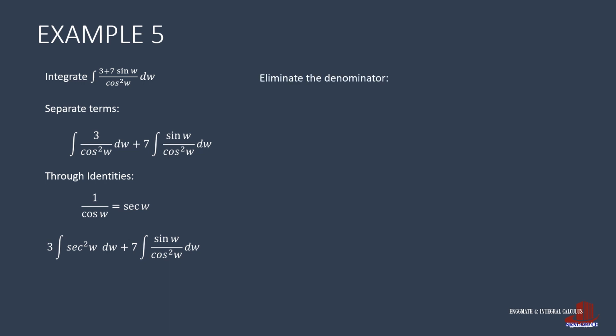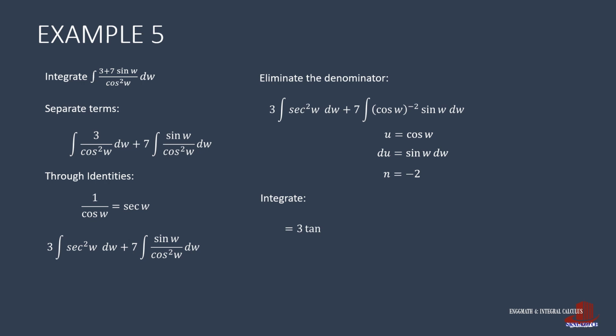For the second term, as it has a denominator, flip it up to have a single line function, then analyze its components where u is cosine of w, du is sine of w dw, and n is negative 2. With the derivative exactly the same as the one from the function, it is readily integratable using simple power formula. So the first term is integrated as 3 times tangent of w plus 7 times cosine of w raised to negative 2 plus 1 over negative 2 plus 1 and add c.